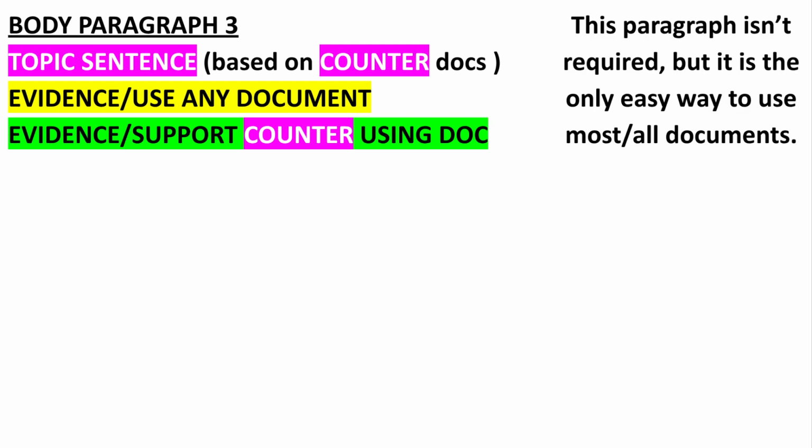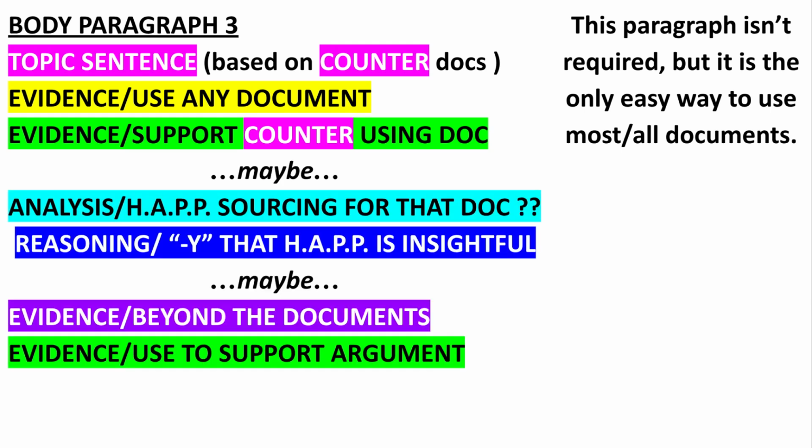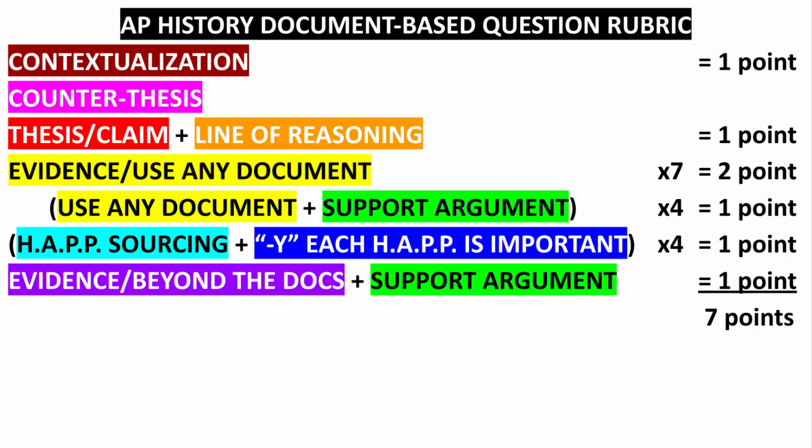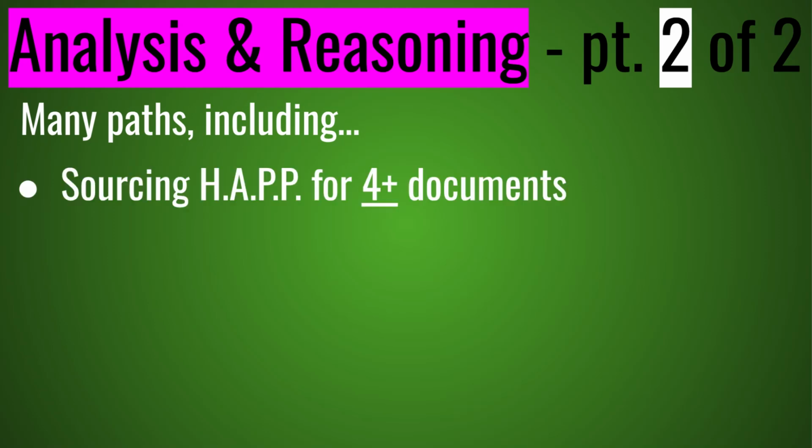Again, it's not a required paragraph, but it's probably the best way to make sure that you are using all the documents. And again, we can do happy sourcing if we want. We also can use some evidence beyond the document if we want. But if we're using all 7 documents, we don't actually have to have that evidence beyond the document. So in this case, this is what your points would look like. Notice here that by using all 7 documents, that's worth an extra point, and we can have our 7 out of 7.